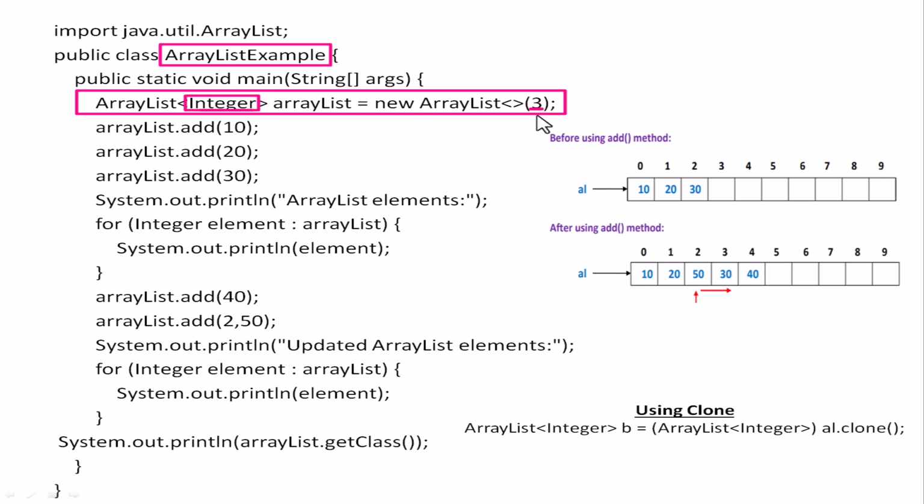It means the maximum capacity is 3. So it means 0, 1, 2, 3 and so on. Here you have declared an array list. The array list is an object for the particular array list. We have specified it in small letters.